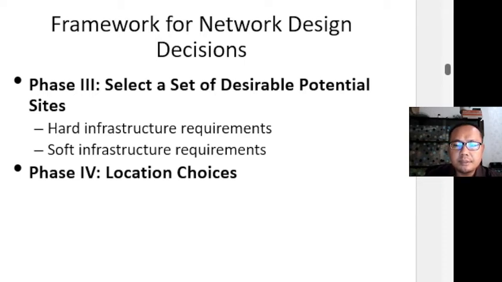And then the fourth phase, the objective of this phase 4 is to select from among the potential sites a precise location and capacity allocation for each facility. So the network is designed to maximize total profit, taking into account the expected margin and demand in each market, various logistic and facility costs, and the taxes and tariffs in each location. Okay.